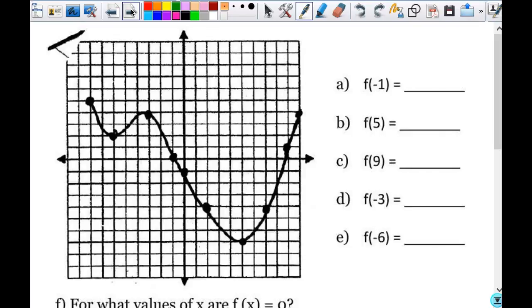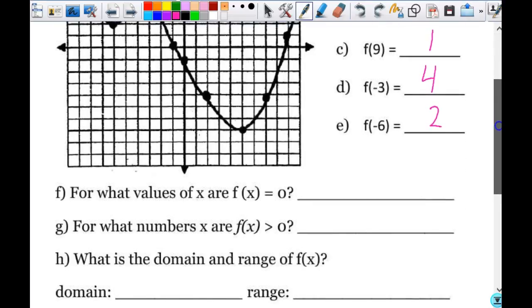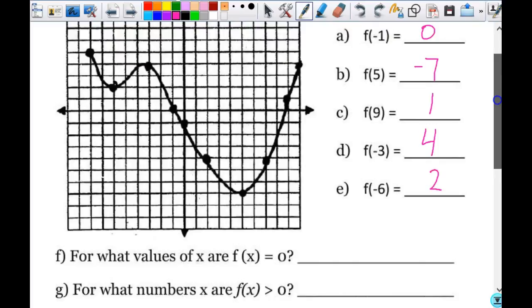F of negative 1. So if x is negative 1, what is y? 0. Right. F of 5. Negative 7. F of 9. 1. F of negative 3. 4. I'm going through these really quickly, but y'all can do this, right? This is probably like algebra 1 stuff. F of negative 6. 2. Okay, totally handle that, yes? All right. So then, for what values of x is, it should say is.